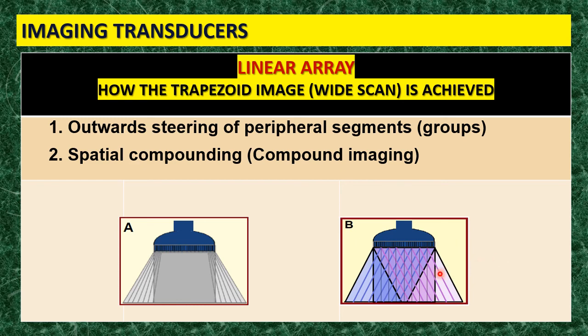Again, this is here some details about the trapezoid. Again, the trapezoid is not a separate transducer. It is an application that is achieved by the linear array transducer.